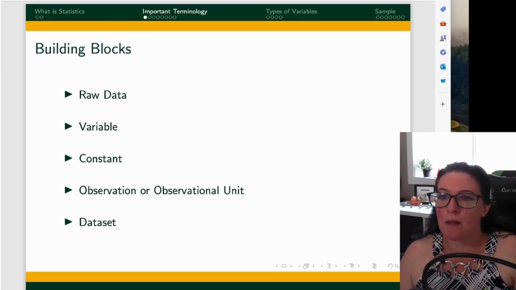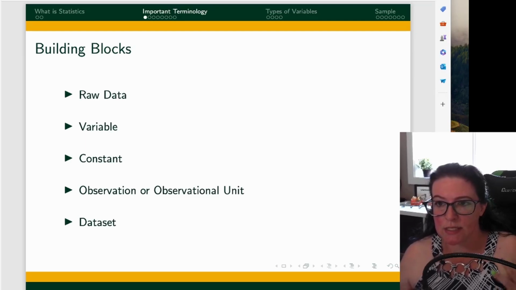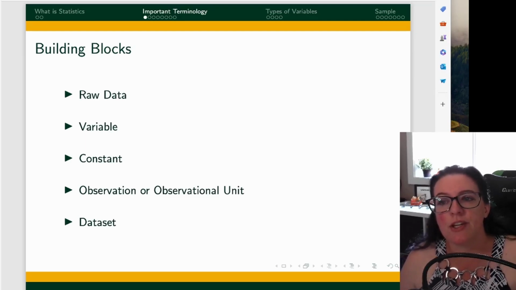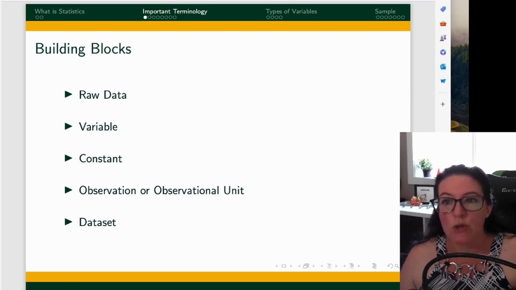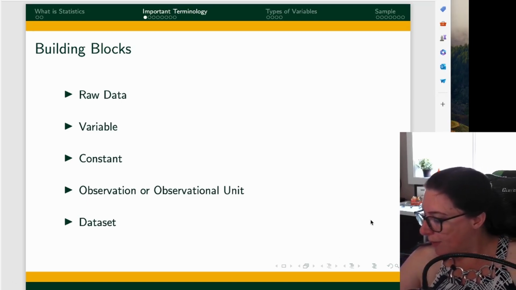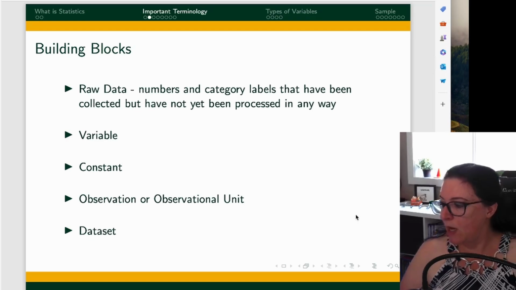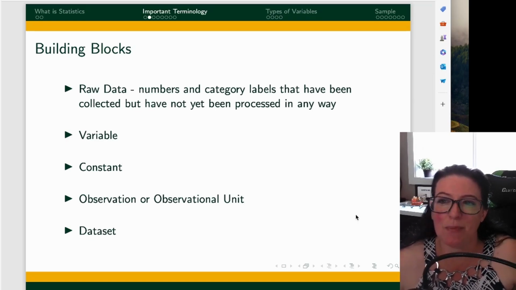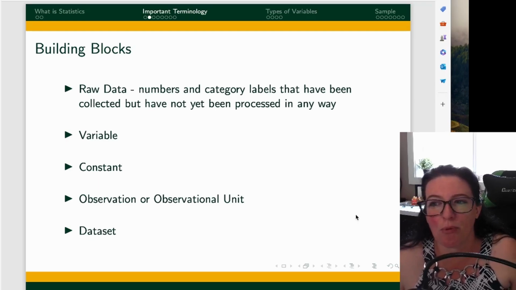So the building blocks or the fundamentals of statistics are raw data, variables, constants, observations, and data sets. So let's go through some of this important terminology. So let's start with the raw data. So raw data is the numbers, the categories, the labels that you've collected but you've not yet processed.